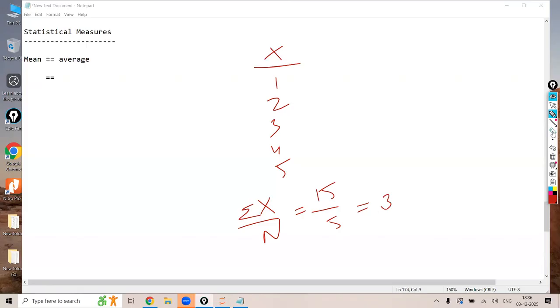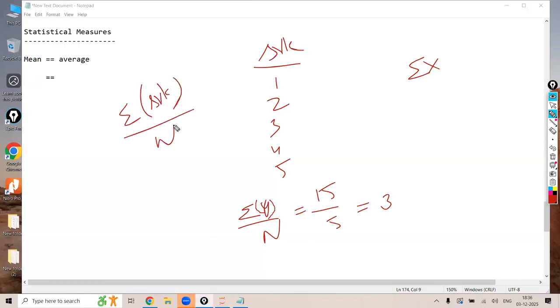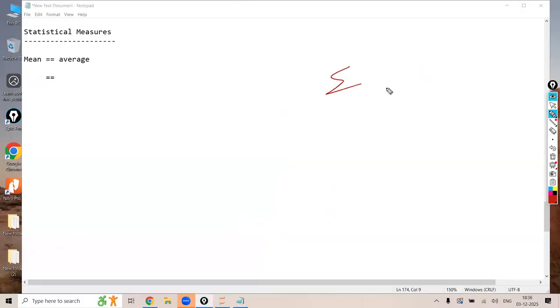For example, if you have the column Y, the mean value is sigma Y divided by N. Whatever you write here is just the column name. Don't fix sigma X every time; X is only an example. If the column name is SRK, then the formula for mean is the sum of SRK divided by N. In that SRK column, take the values and divide by the total number of values. That is literally sigma by N, which is called the mean.